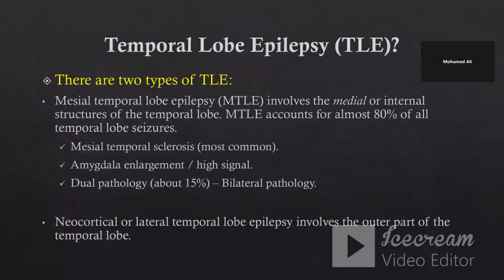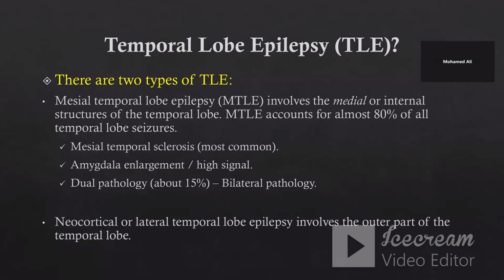As we discussed before, temporal lobe epilepsy has two types: mesial temporal lobe epilepsy, affecting the medial aspect of the temporal lobe, and lateral temporal lobe epilepsy. This one is affecting the outer part of the temporal lobe. Regarding mesial temporal lobe epilepsy, the main cause is mesial temporal sclerosis. This is the most common, and sometimes we call it hippocampal sclerosis.